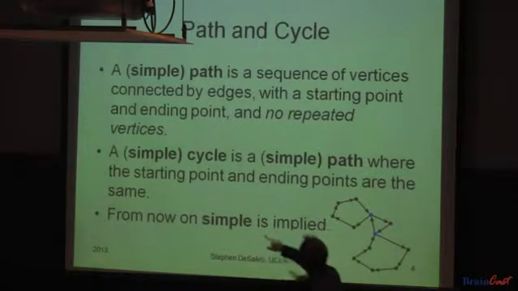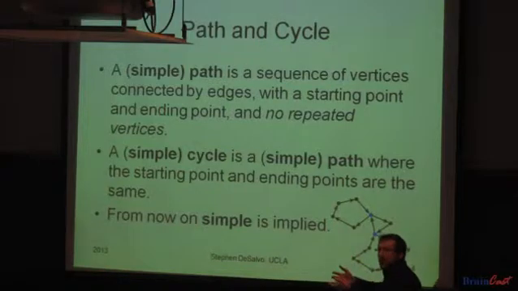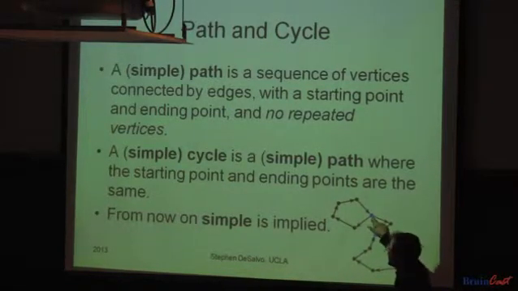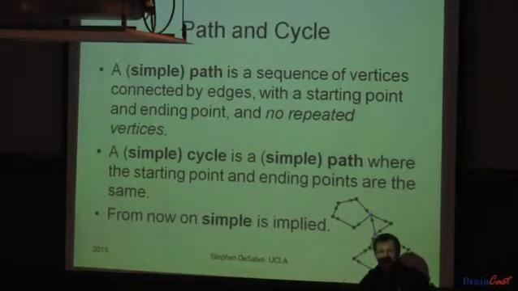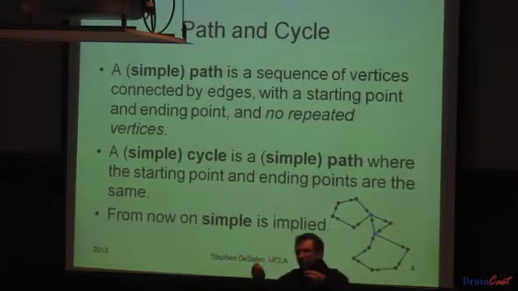A simple cycle is a simple path where the starting point and ending point are the same. In other words, if I start here and go along here, that in your mind should be synonymous with the idea of a cycle. And that's the technical term as well. Same thing with a path. Just keep in mind that with a path, we're implying that you don't double back on the path.